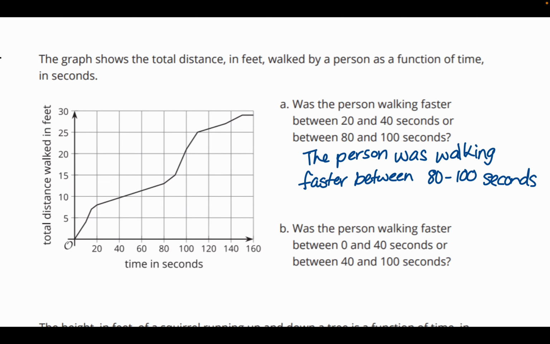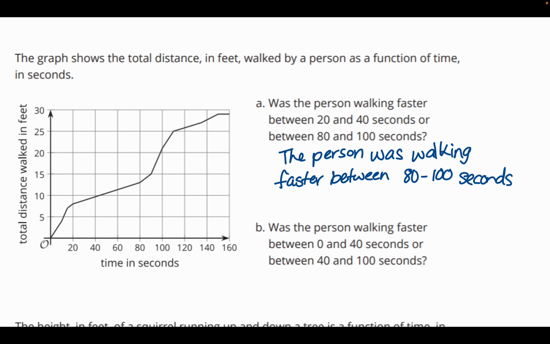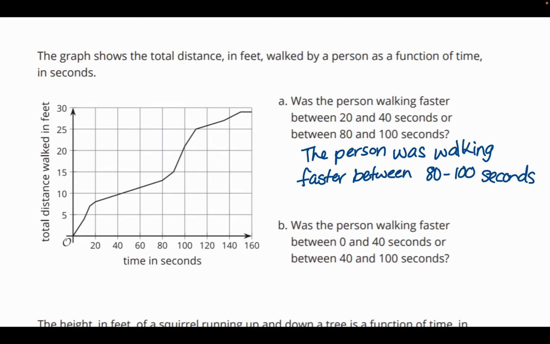Now they're asking, were they walking faster between 0 and 40 or between 40 and 100. So let's look at 0 to 40. 0 would be our start and 40 right here. So 0 to 40, that looks like, if we're kind of counting almost our slope here, up 1 over 1, up 1 over 1, we have about that same thing.